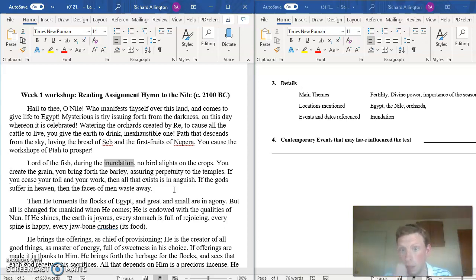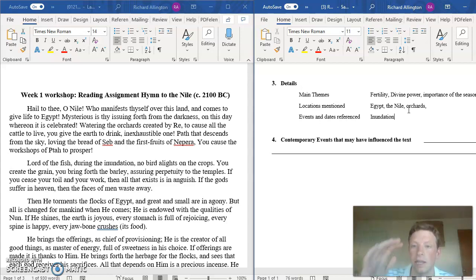So now we finish the third part. This is a part that requires some attention to detail because you have to go through the text in detail, making sure you pick out the events and dates and locations that are mentioned, and then you have to think about it a little more broadly and think about what are the themes that are being emphasized. And lastly, we come to contemporary events that may have influenced the text. This is always a challenging one for students.